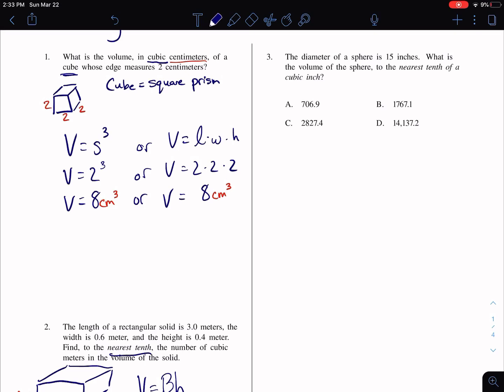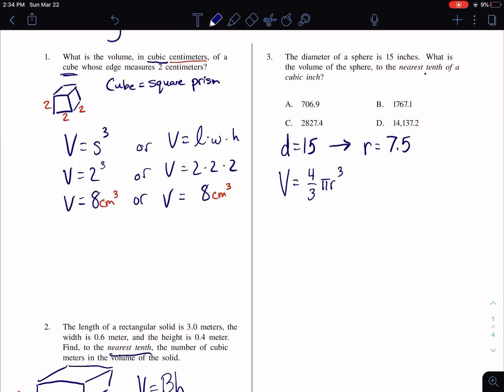Okay, for question number 3, we're looking at a sphere, and they're telling us the diameter of a sphere. This is important because remember, all of our formulas rely on the radius. So if the diameter is 15, that's going to make the radius 7.5. Now they want to know what the volume of the sphere is. So let's remind you from our formula sheet that the volume of a sphere formula is 4/3 pi r cubed. Okay, again, getting this formula right from our formula sheet.